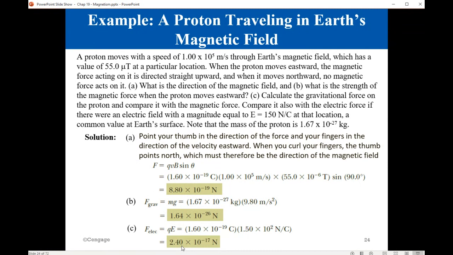You see that the strongest force is the electric force, followed by the magnetic force, followed by the gravitational force. Gravitational force is much, much weaker than either the electric or magnetic force.